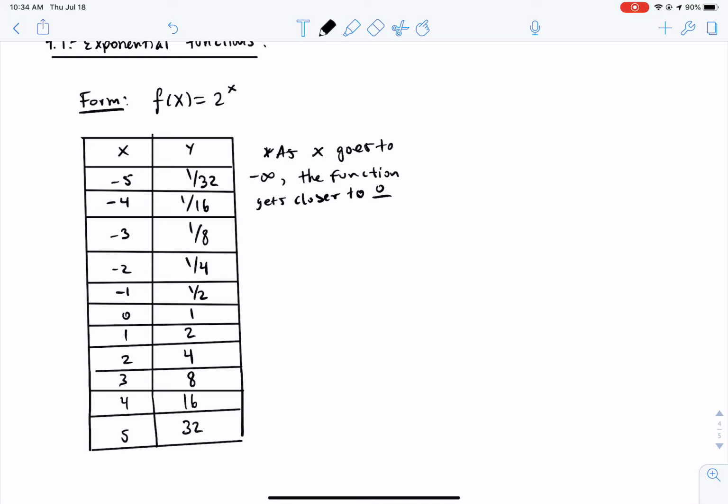So before, for polynomials, as you go to negative infinity, you either went to positive infinity or negative infinity. For this one, all of a sudden it is settling down to some value, right? And this is settling down to 0. And what about the other side? As x goes to positive infinity, the function gets larger and larger, right? But let's say it goes to positive infinity. You guys agree with that? Yeah, definitely.